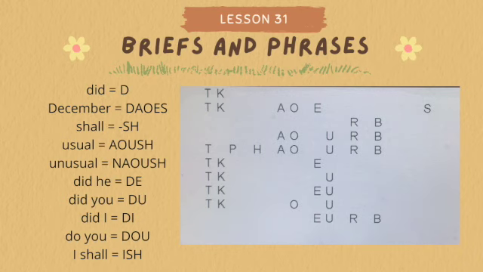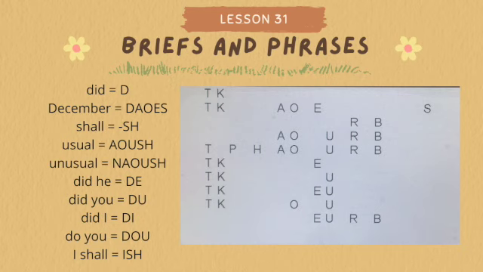And we also have here briefs and phrases. We have did, that is represented only by initial D. December, this is another month: initial D, long E, and final S. Then we have shall, represented by final SH. Usual, that is represented by long U, final SH. And we have unusual: initial N, long U, final SH.